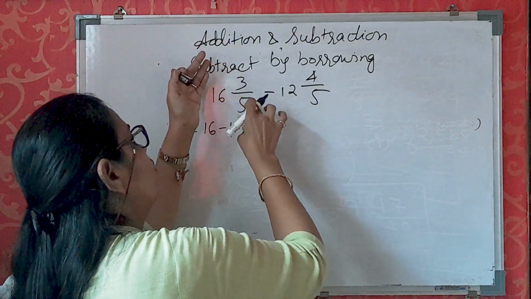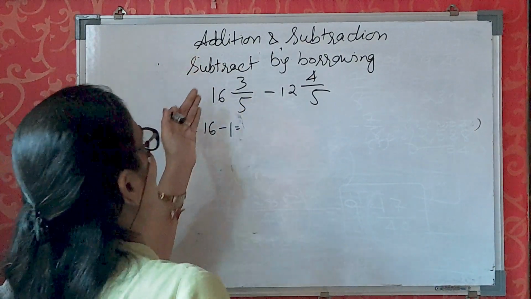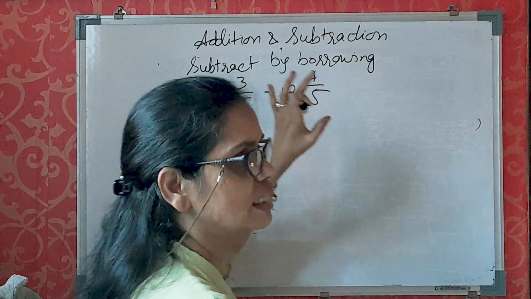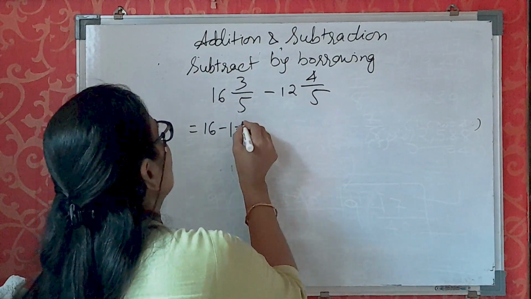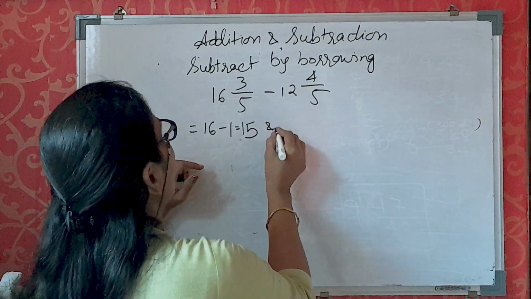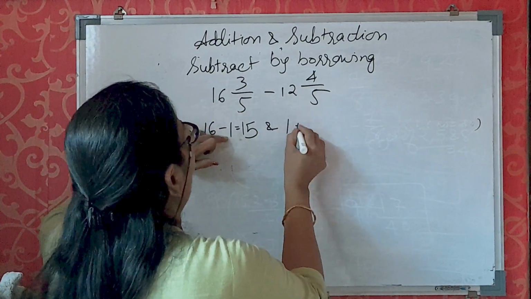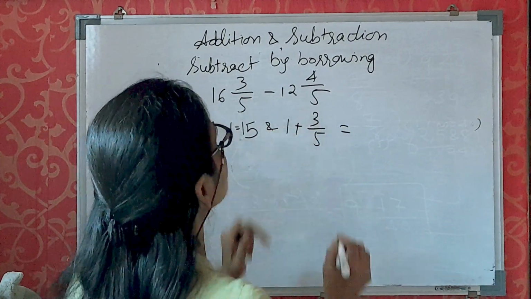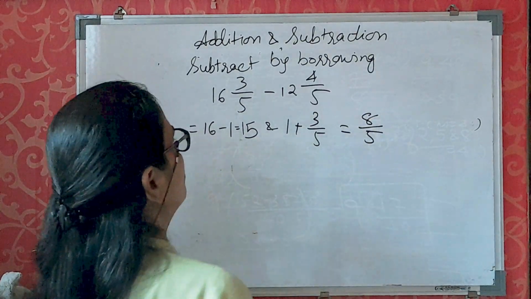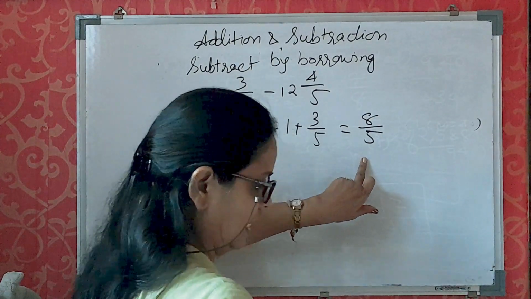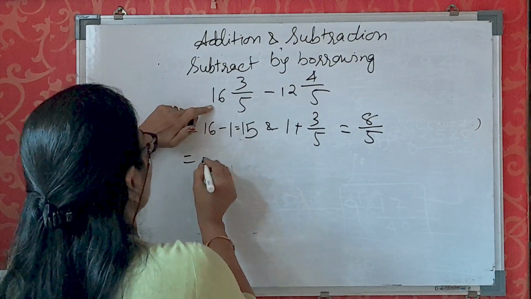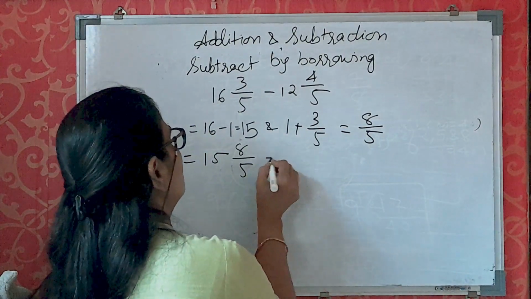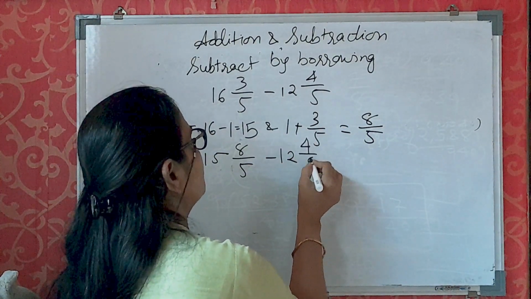So we have to borrow 1 from this whole number and add it to this number so that this will become bigger than this. So 16 minus 1 becomes 15. And now this 1 we are adding to this 3 upon 5, which becomes 5 1s are 5, plus 3, 8 upon 5. So now our new number becomes: instead of 16, we will write 15 integer 8 upon 5 minus 12 integer 4 upon 5.